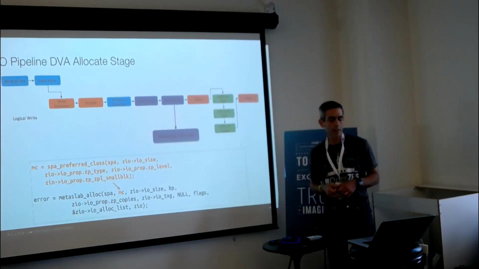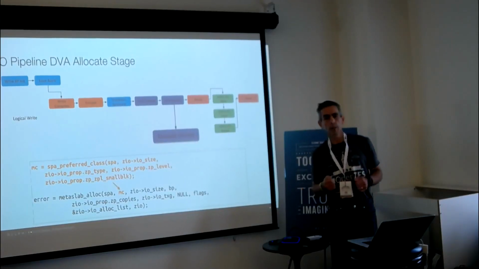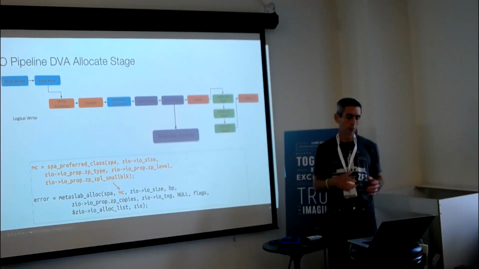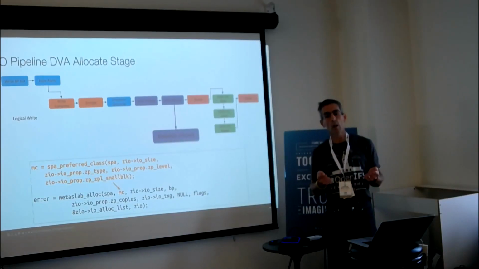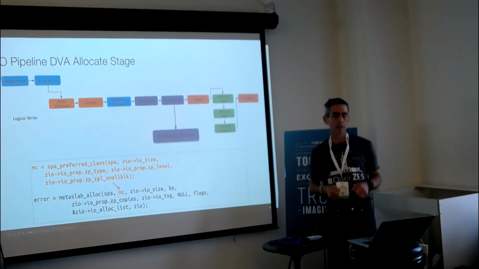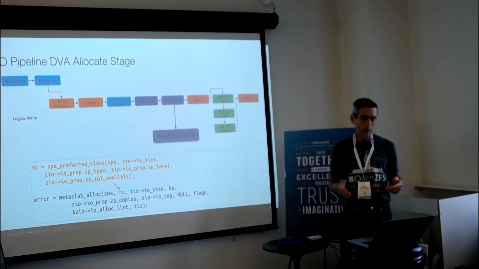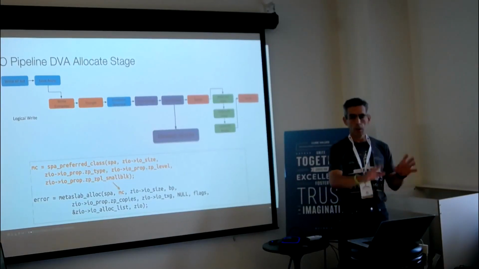With allocation classes, we now have a new function called spa_preferred_class, and that will take input from the block, such as the type and the level, things that help it decide whether it is a candidate for a different class than normal. So that's essentially how it comes into play in the pipeline.